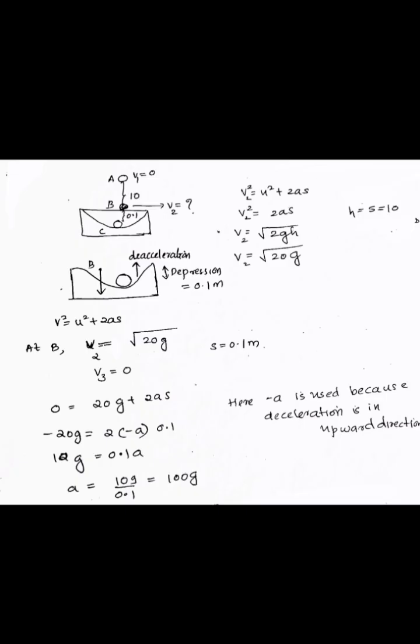So we can write 0 is equal to 20g plus 2as. That is minus 20g is equal to 2 into minus a into 0.1. That is 10g is equal to 0.1a. That is a is equal to 10g divided by 0.1. That is 100g. So the answer is 100g.